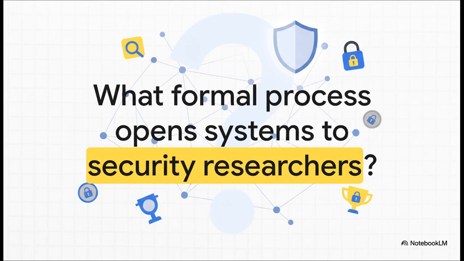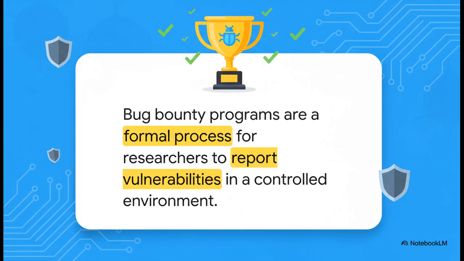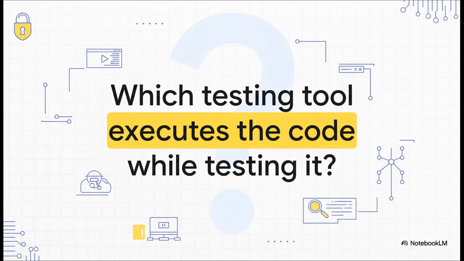What do you call that formal process for inviting ethical hackers to find vulnerabilities in exchange for a reward? Take a second, think about it. And the correct answer is C, bug bounty. These programs are a total win-win. Companies get their systems tested by all sorts of different experts, and the ethical hackers get paid and recognized for their skills. Next one up.